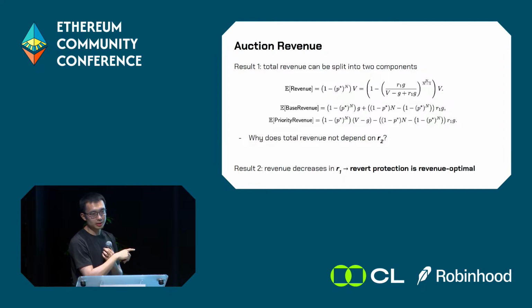The second result is that auction revenue decreases monotonically in R1. And that means we want R1 to be as low as possible, and in our case, 0.